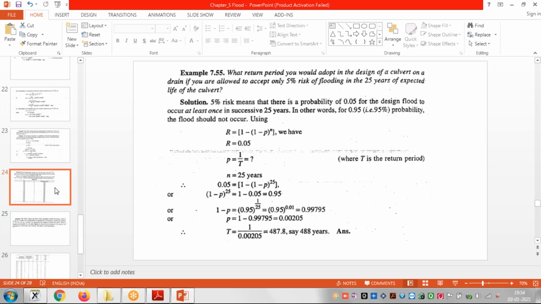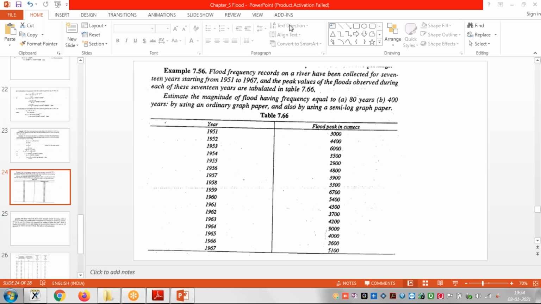So we got this value now. See here what I discussed. Suppose when some data is given, for example, here the question is given that flood frequency records on a river have been collected for 17 years, starting from 1951 to 1967, and the peak values of the flood observed during each of these 17 years, means this 17 years data is available. So that starts from 1951 to 1967.